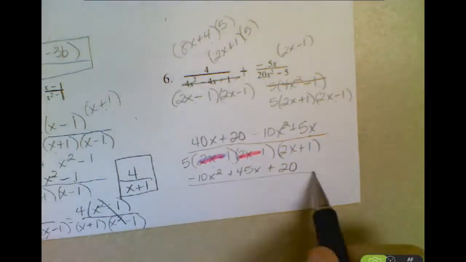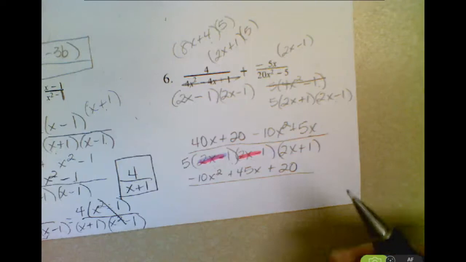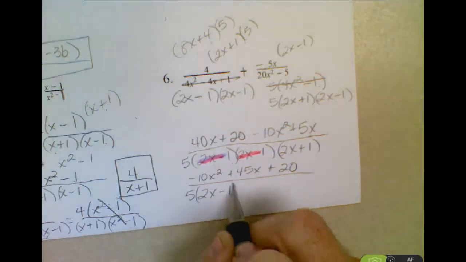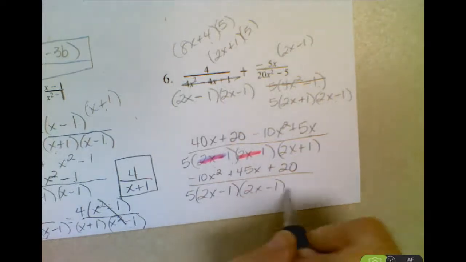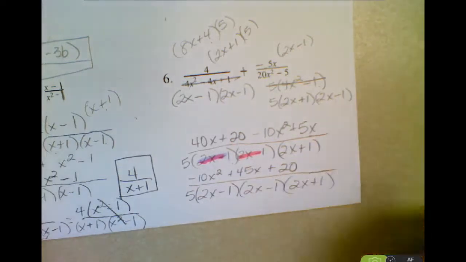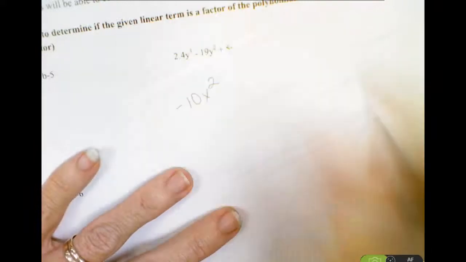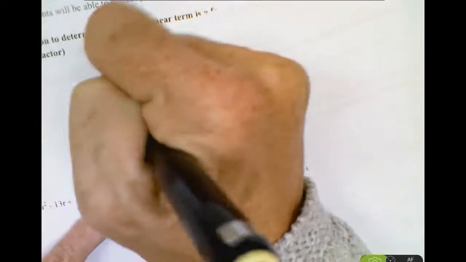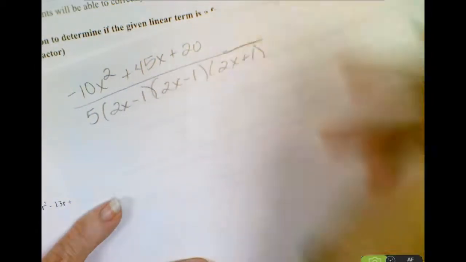We probably need to see if that's factorable. I know I can at least factor a 5 out of it. So on the bottom, I still have 5, 2x minus 1, 2x minus 1, and 2x plus 1. I'm going to continue this on the other side. So negative 10x squared plus 45x plus 20 over 5, 2x minus 1, 2x minus 1, and 2x plus 1. Make sure I've got that right. Okay, looks good.